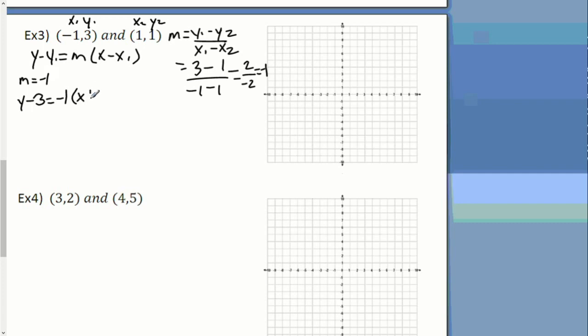Minusing a negative 1 is plus 1, right? Negative 1 times x, you're going to distribute there, so that's negative 1x. Negative 1 times 1 is minus 1. Add 3 to both sides. You're left with y equals negative 1x. Negative 1 plus 3 is plus 2. So there's my equation of my line. Now let's do it the other way. What if I had used this point instead? Now stay with me here for a minute. They both have a slope of negative 1 with each other, right?